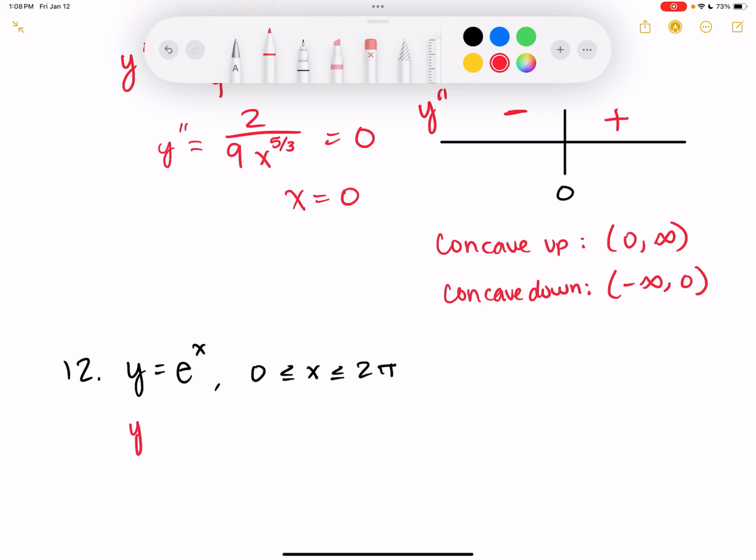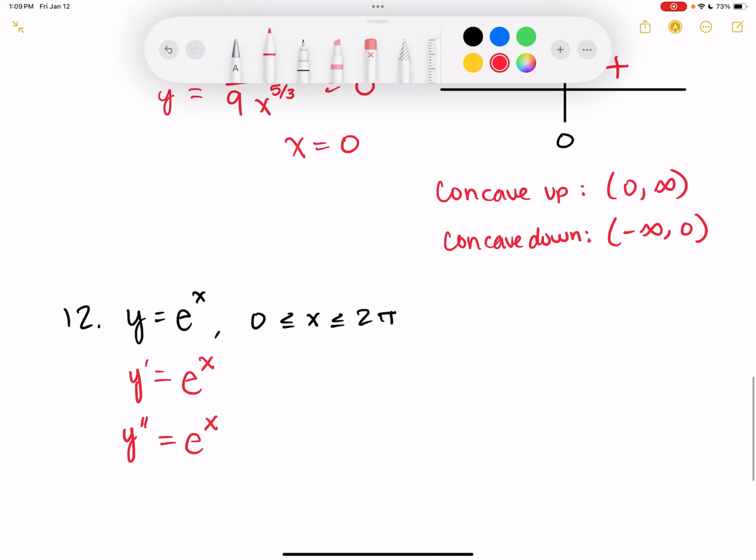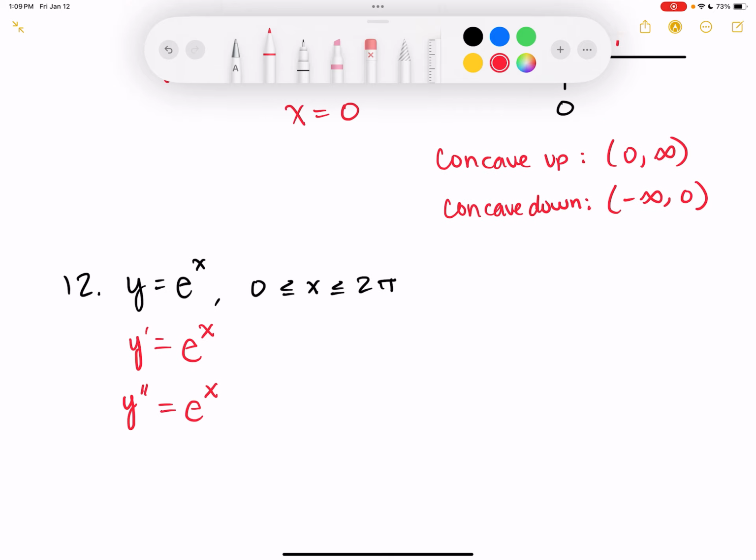So the derivative is e to the x. And then the second derivative is, guess what, e to the x. Plus c? Kidding, that was last section. The antiderivative of e to the x is e to the x plus c. All right, now what?